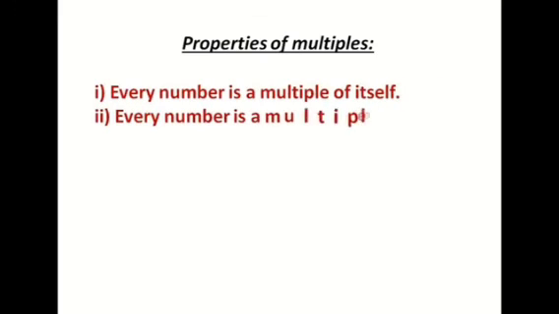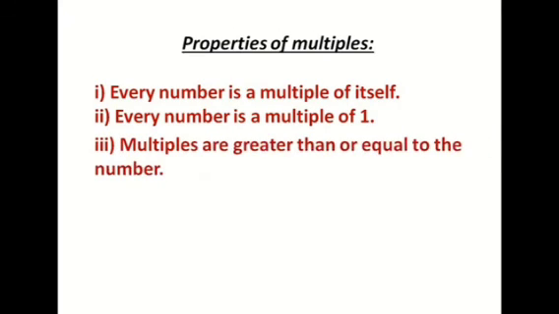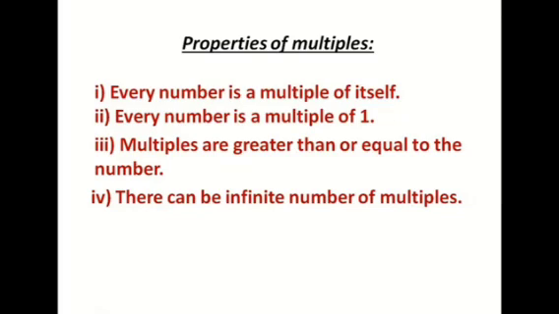So look at the properties of multiples. Number 1, every number is a multiple of itself. Point 2, every number is a multiple of 1. Point 3, multiples are greater than or equal to the number. Last point, there can be infinite number of multiples. So remember these points, these are very important.